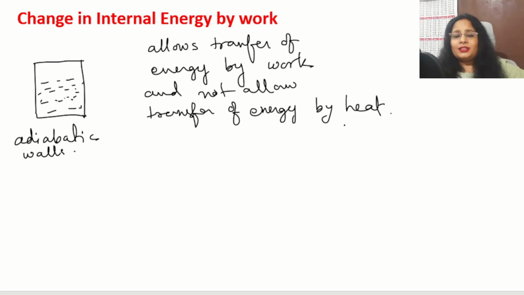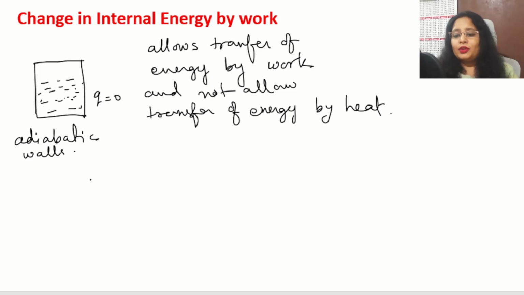Such a system which does not allow the transfer of heat is called an adiabatic system, and the walls of that system are called adiabatic walls. Why are we taking an adiabatic system here? Because we want to see how only with the help of work we can change the internal energy. So we take the adiabatic one so that Q will be 0. There will be no heat transfer.